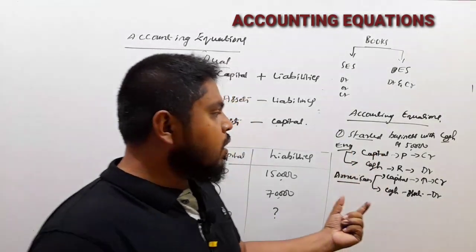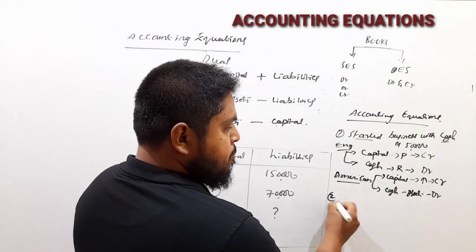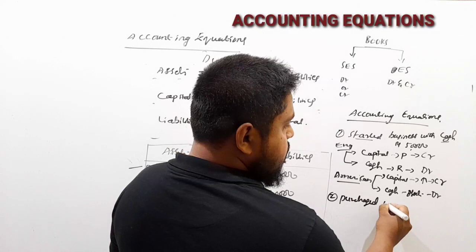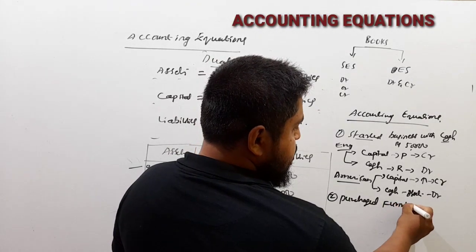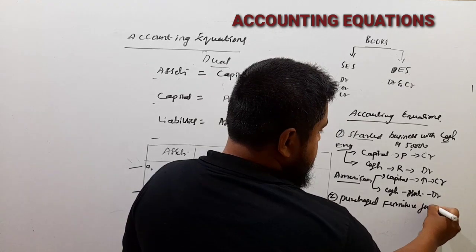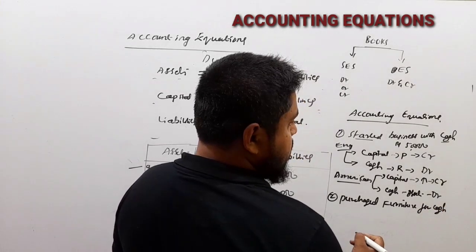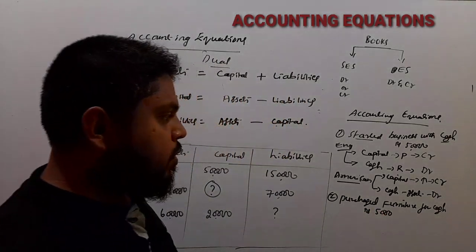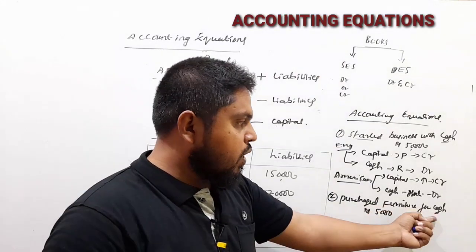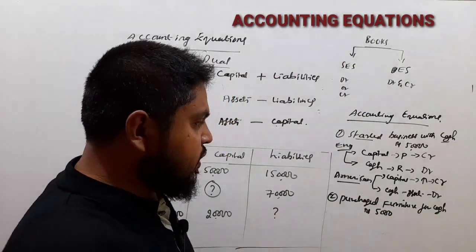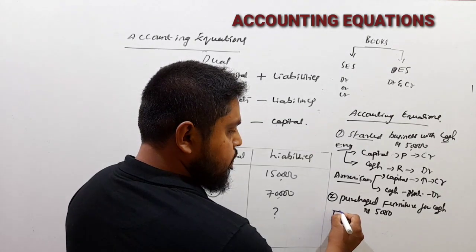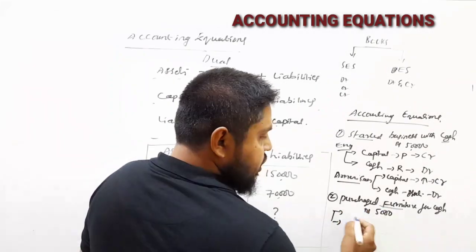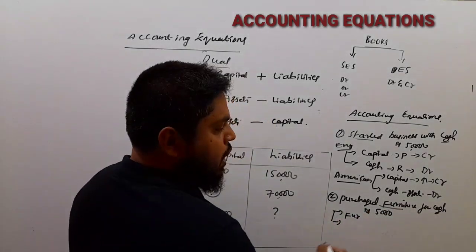Now, one more example. Purchased furniture for cash, rupees 5,000. So in this transaction, two accounts are involved. First, purchased furniture, and next, cash.